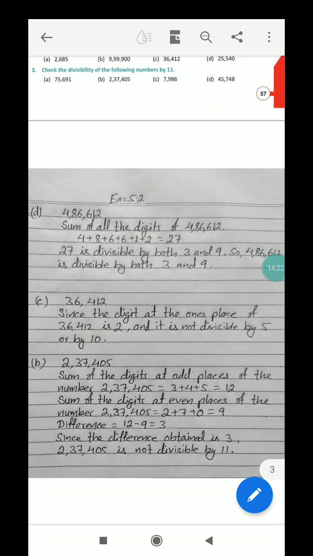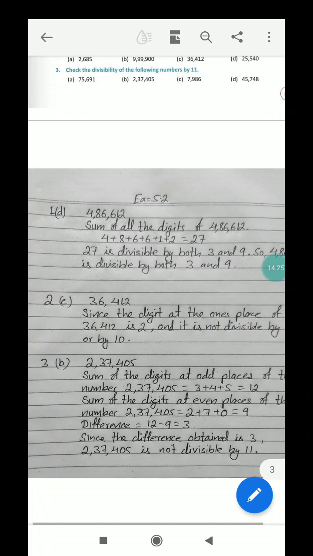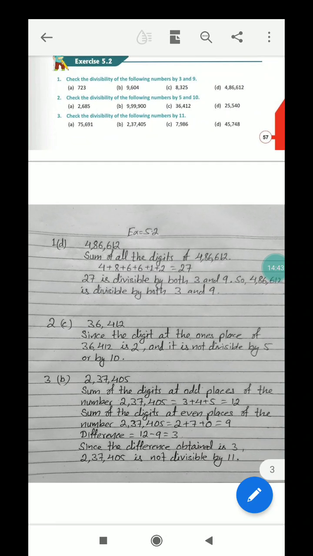Okay. Now, for question number 3, what is given? Check the divisibility of the following numbers by 11. I have done number B, that means 2,37,405. What is the rule for doing this sum? The divisibility test says a number is divisible by 11 if the difference between the sum of the digits at odd places and the sum of the digits at even places is either 0 or a number that is divisible by 11. Let us do the sum.